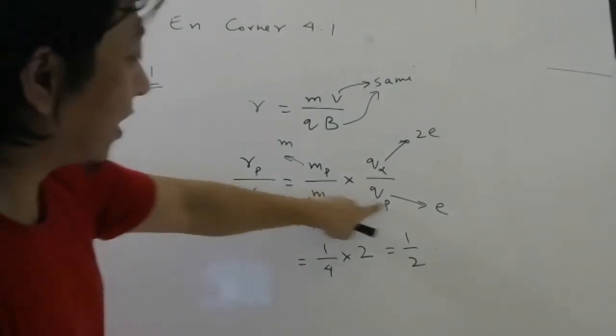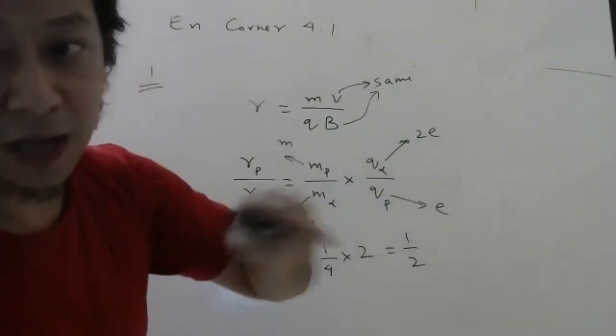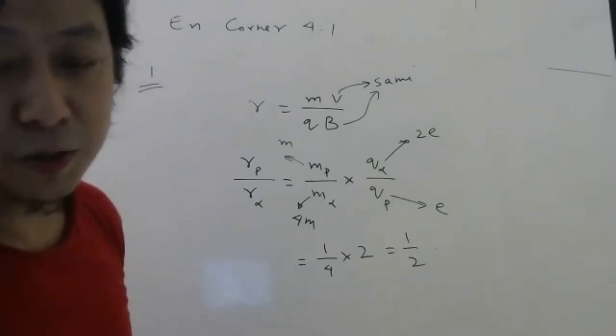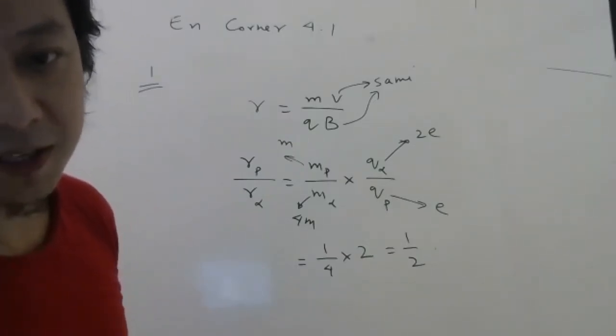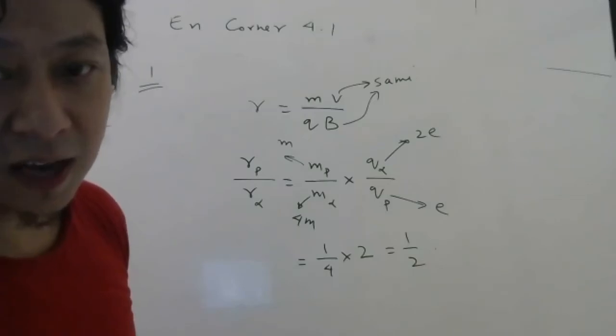So if proton's charge is e, alpha's charge is 2e. I have given you that table, remember. Deuteron, tritium, alpha particle. Any two particles they can ask in exam.